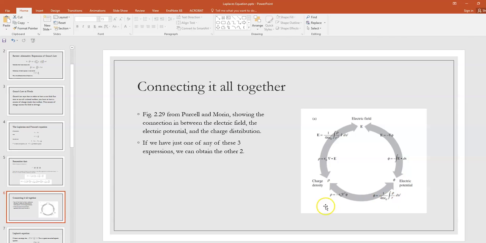Now they're also related via these differential relationships. So if you have the potential, you can take two derivatives. You can find your del squared operator, apply it to your potential, and multiply it times some constants, and that'll give you your charge distribution. So you can find any of the other two variables from one of the variables. All right, so that's nice.